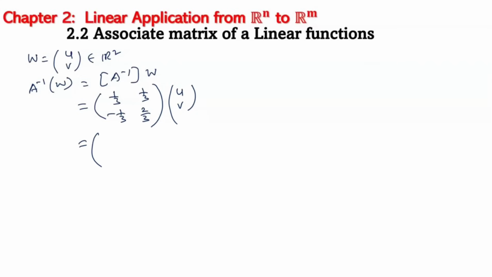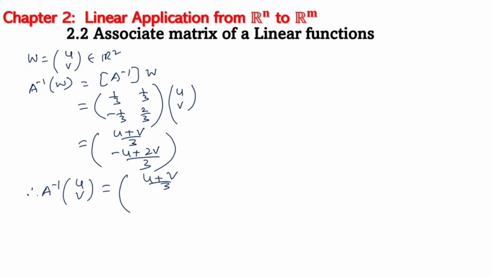So if you combine them you will get (u plus v) over 3 and (minus u plus 2v) over 3. So therefore we got A inverse (u, v) equal to (u plus v) over 3 and (minus u plus 2v) over 3. So this is one method. We will get all the answers here.